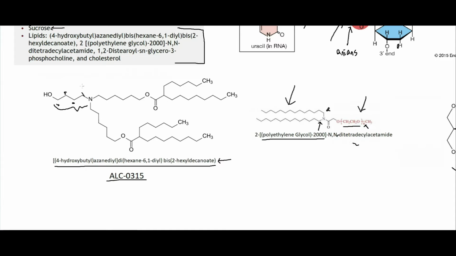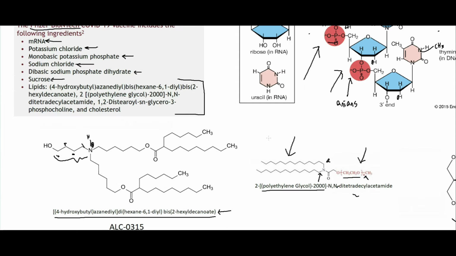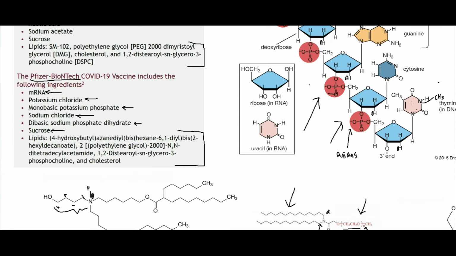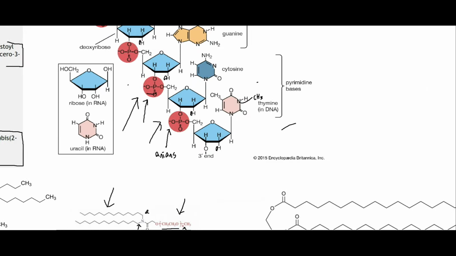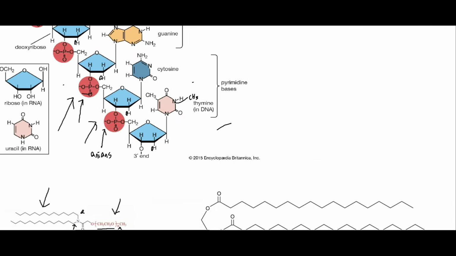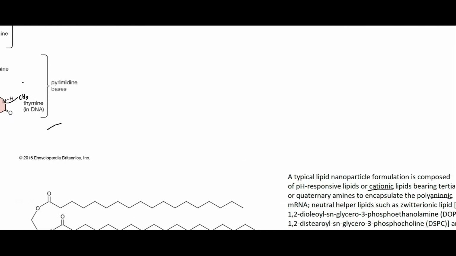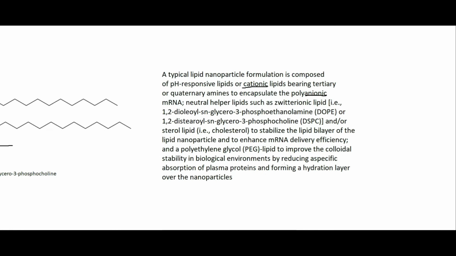So at low pH, you can actually get a hydrogen coming on here, making it positively charged. And so that positive charge will become attracted to the negative charges on the mRNA, and it can sort of form an ionic bond with that negative charge on the mRNA. And so that's what that is doing.